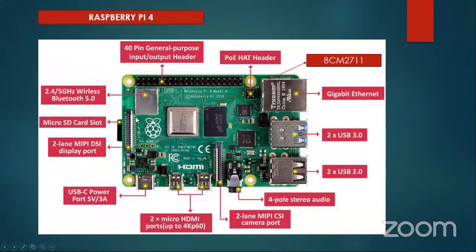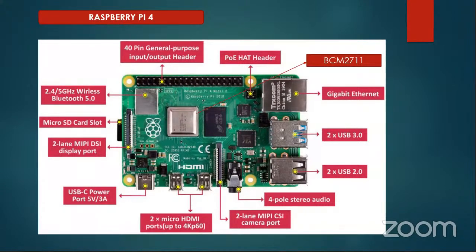Here you can see the 2.45 gigahertz wireless with Bluetooth low energy 5.0 version, and gigabit Ethernet, the same as what we have seen. This is the processor, BCM 2711, which is also a 4-core 4-thread processor, and the performance is really great when compared to the Raspberry Pi 3.